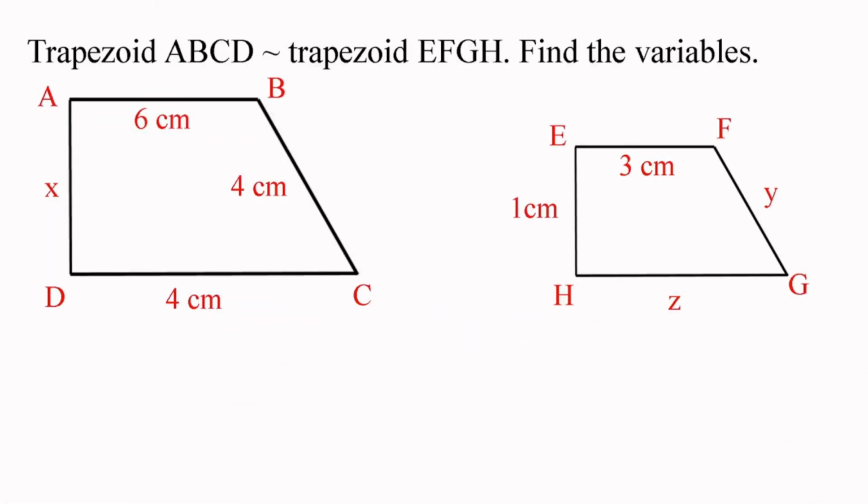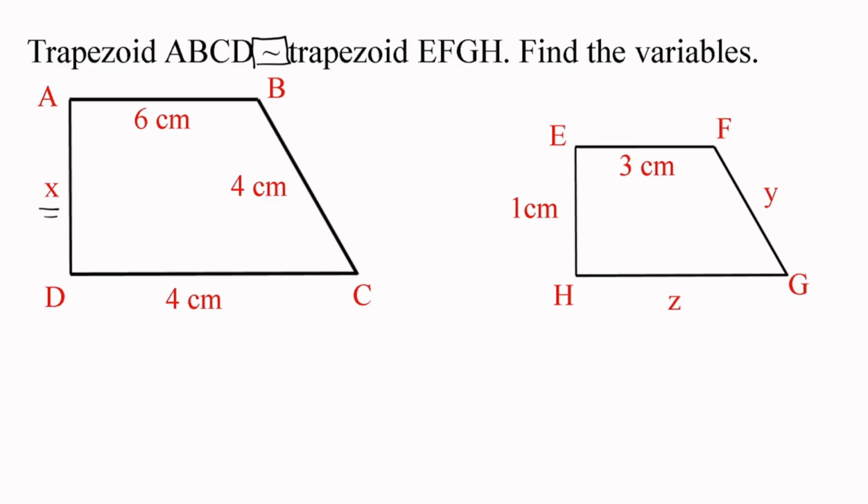Look at the next example. We have two trapezoids, one of them ABCD, and we have this symbol here. It means they are similar to each other. And EFGH. Find the variables. Okay, here we have two variables. Let's write the ratio for all of the sides, then we will decide what to do.